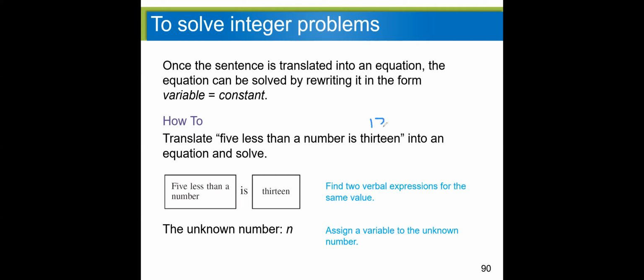I see 13. That's a number, 13. I see 5 less. 5 less than, subtraction sign. A number, well, that's a variable. Let's call that n. And the important part here, the "is" means an equal sign. 5 less than a number is 13. So something equals 13. I know already my equation is going to be something equals 13. I have a 5, a negative, and an n left over.